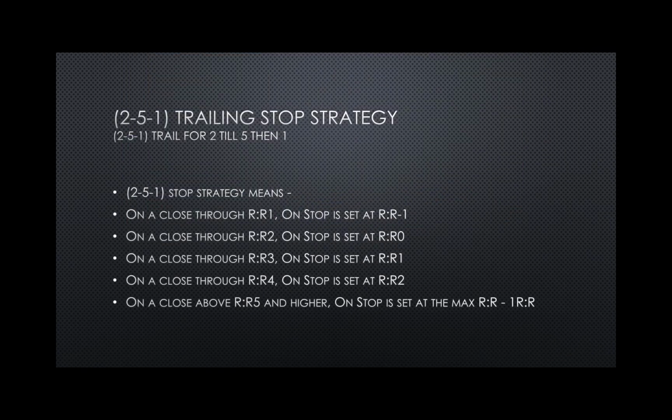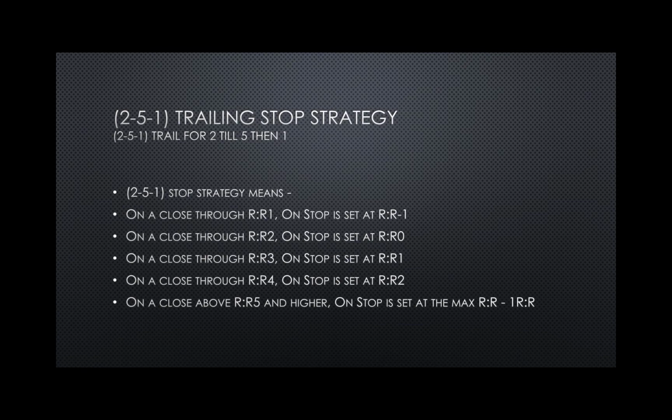So let's get to the actual definition of the strategy and what it actually means by 2-5-1. Well, 2-5-1 stands for trail for 2, till 5, then 1. And this is all based upon the calculation of risk to reward. So what we're going to do in this strategy is calculate your risk to reward. We're going to call that 1R. And then we're going to trail our stops for 2Rs until the target hits 5Rs, or 5 risk to rewards, at which point we will then trail by 1 risk to reward.